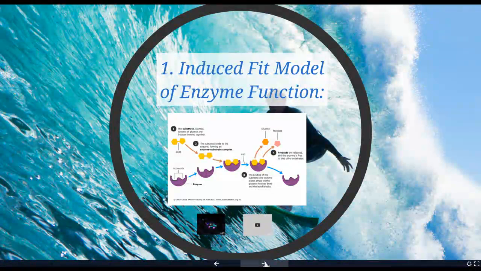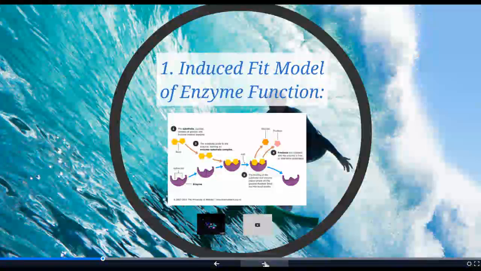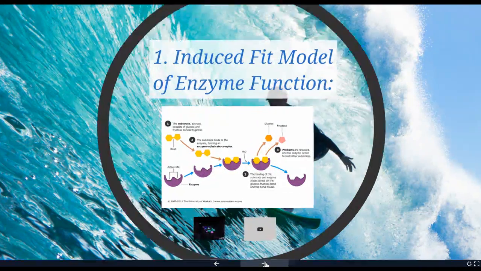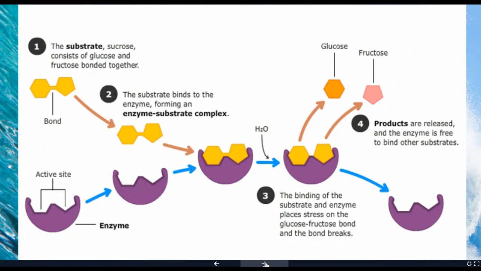So how do enzymes actually work? The main hypothesis is something called the induced fit model of enzyme function. This shows how this model works. So we've got an enzyme, and this enzyme's a protein, so it's a complex three-dimensional shape, and it's got an active site, and the active site is where the enzyme is going to bond with the substrate, whatever it is that it's reacting with. The substrate bonds with the enzyme. We then call it the enzyme substrate complex.